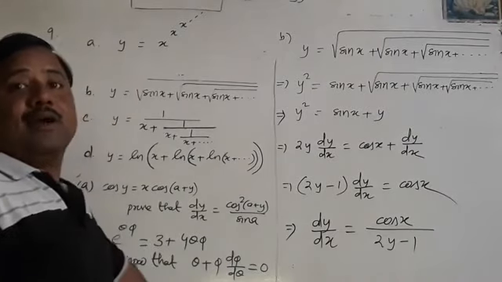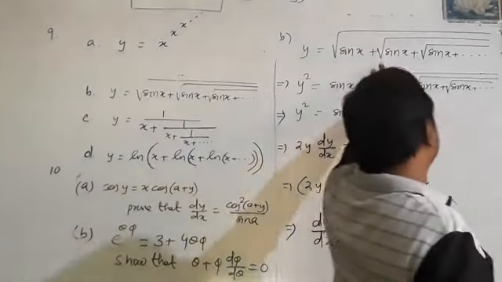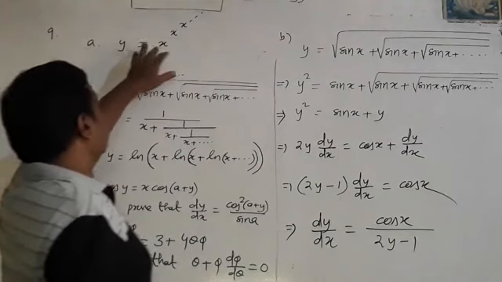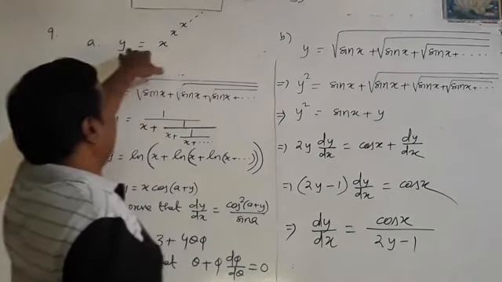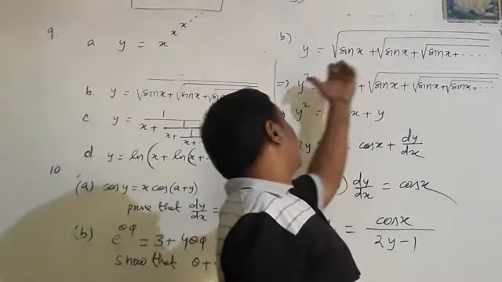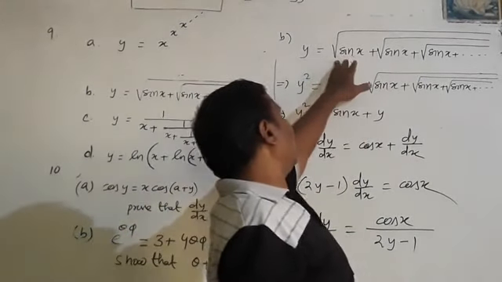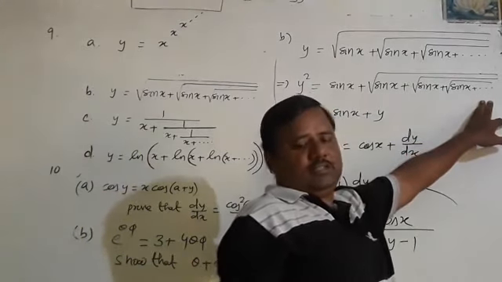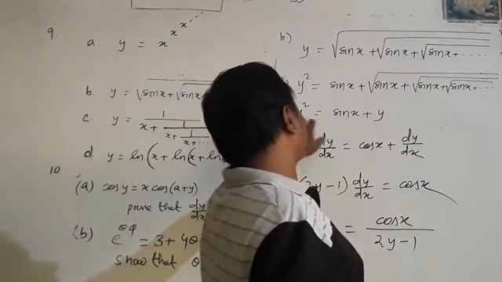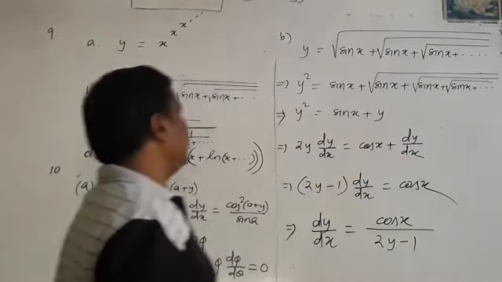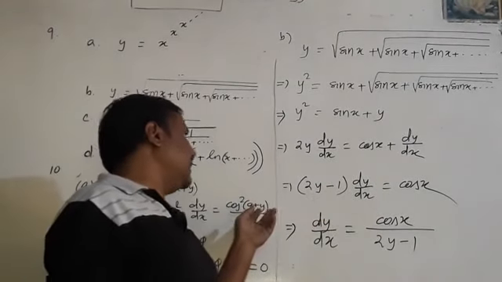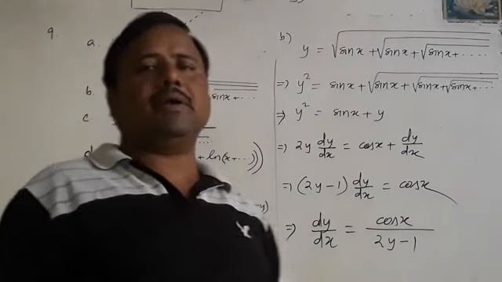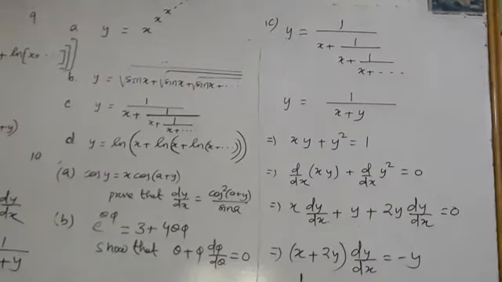Now again, the next problem: y is equal to sqrt(sin x plus sqrt(sin x plus sqrt(sin x ...))) to infinity. If you take the square, then one root opens up and it becomes sin x plus this much, another tending to infinity, so again y squared is equal to sin x plus y. Differentiating, 2y dy by dx is cos x plus dy by dx. Taking to one side, (2y minus 1) dy by dx is cos x, so dy by dx is cos x divided by 2y minus 1.